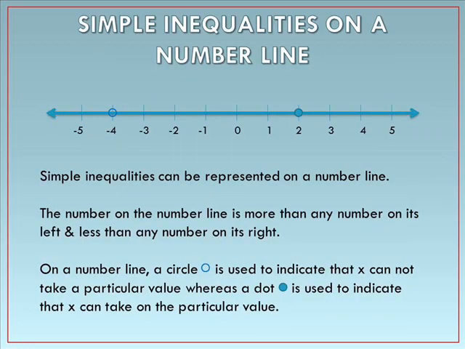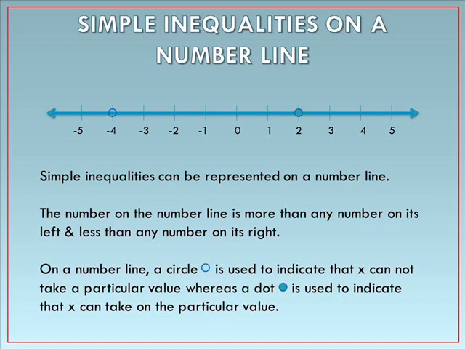Let us discuss simple inequalities on a number line. Simple inequalities can be represented on a number line. A number line is basically a straight line with numbers placed at regular intervals along its length. And the number line has an arrow at each end to indicate that it goes on indefinitely in both directions.